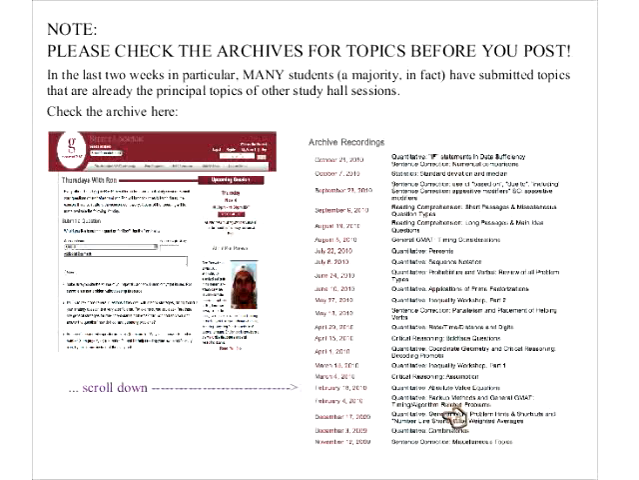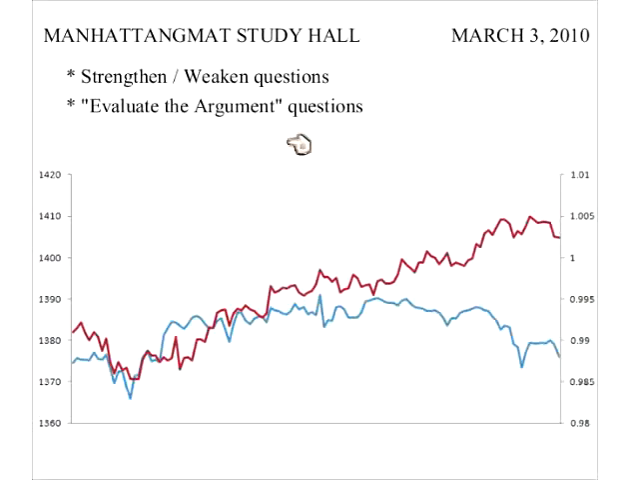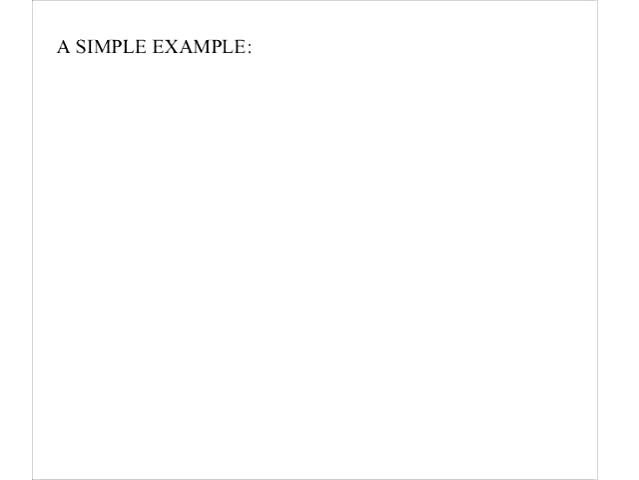Okay, let's go ahead and get started on this. Today's topic again is strengthen and weaken questions. Later we're going to talk about these evaluate the argument type questions. What we're going to start out with is a very simple example. Instead of a question and 5 choices, I'm just going to give you a question with 1 answer choice, and you guys are going to tell me whether you think that 1 answer choice is correct or not.